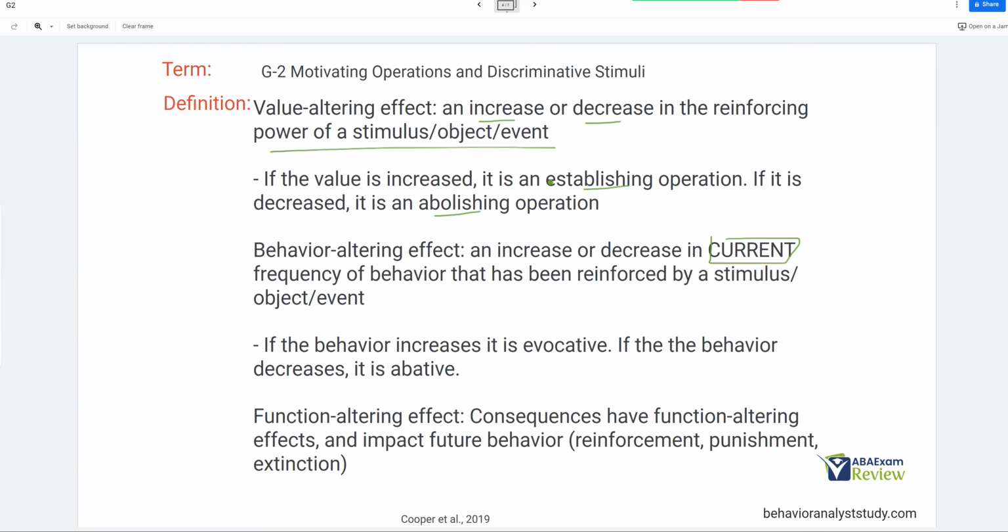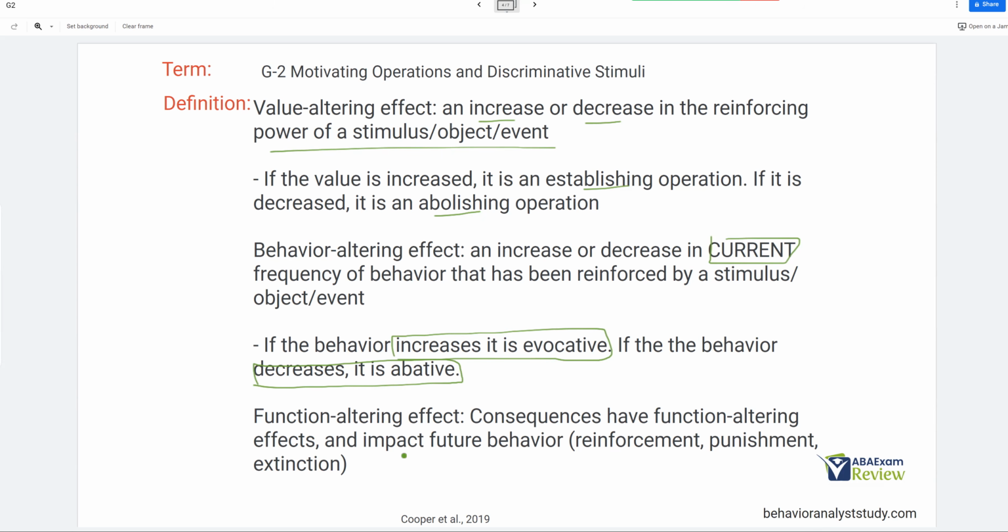Consequences are what affect future change. So if the behavior increases, typically it's going to be what we consider evocative. If the behavior decreases, it's typically going to be abative. Now you might say, well, what about consequences? Because we're just talking current here. We're talking antecedents. Consequences have what we call function altering effects. They're permanent altering impacts on our future behavior.